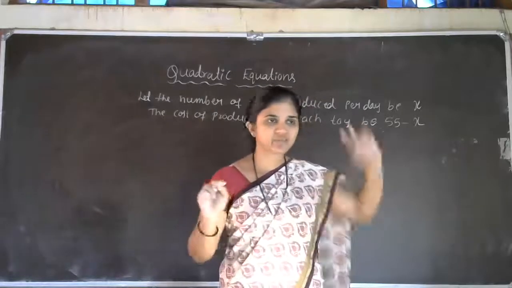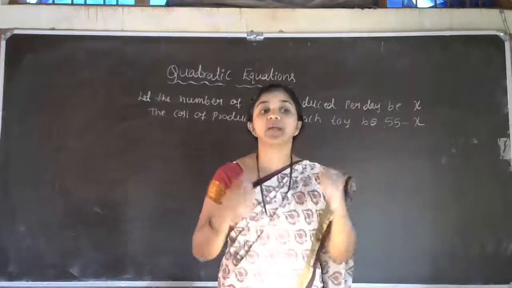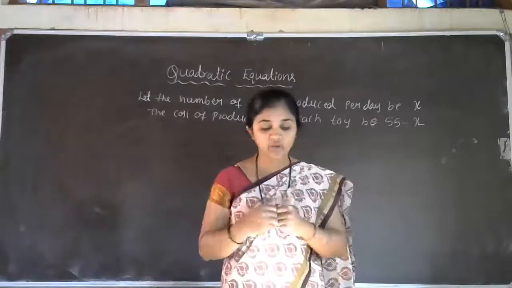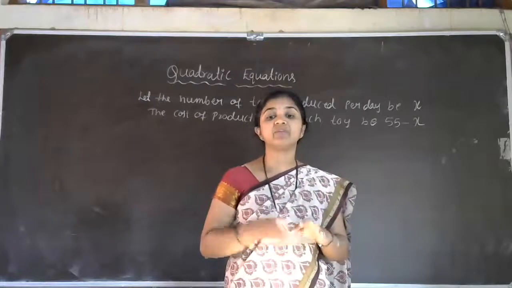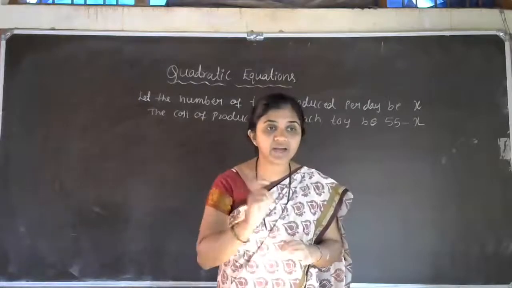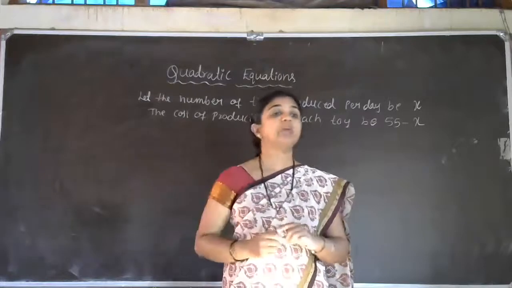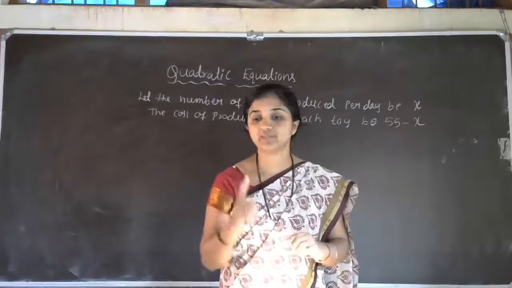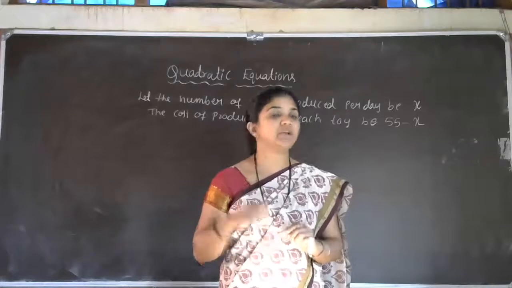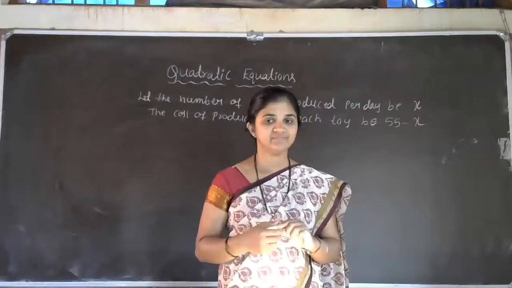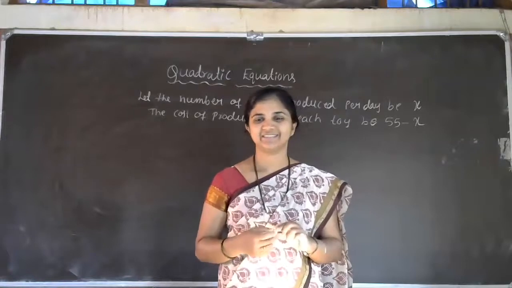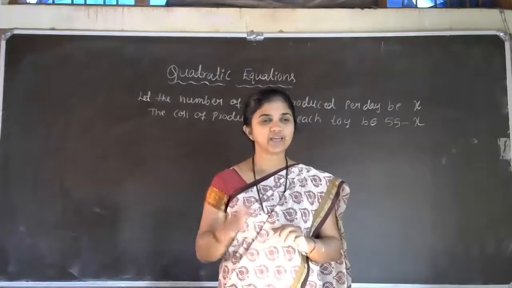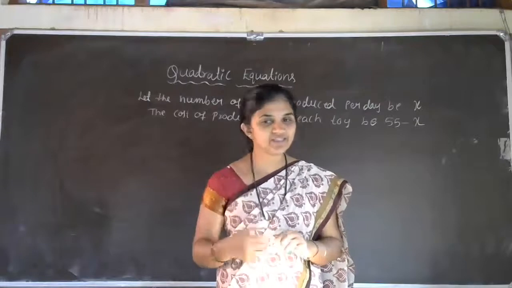So the first statement is clear now. The second statement is 55 minus x. What about the third one? On a particular day, the total cost of production was rupees 750. Now how to write it in a mathematical way? I got the answer only from Rashmi. What about others? Only Rashmi is listening to the class.